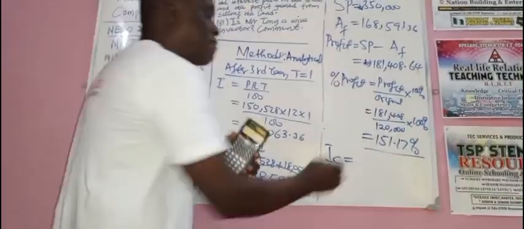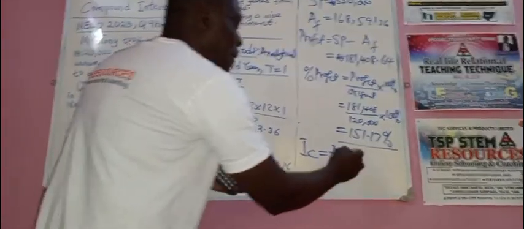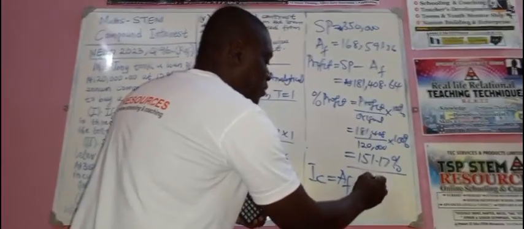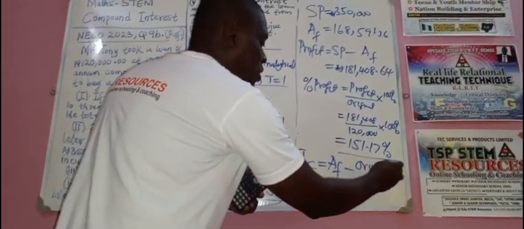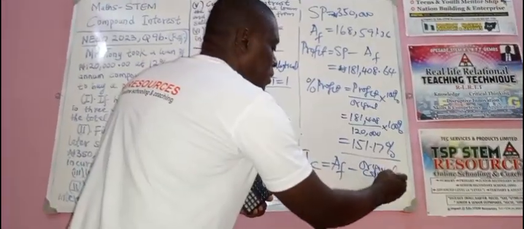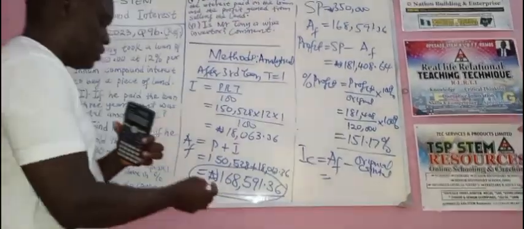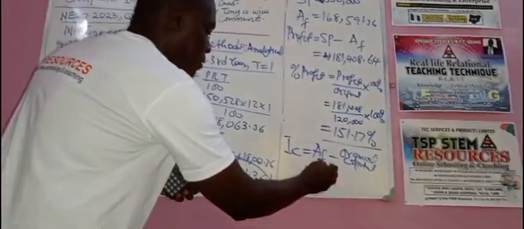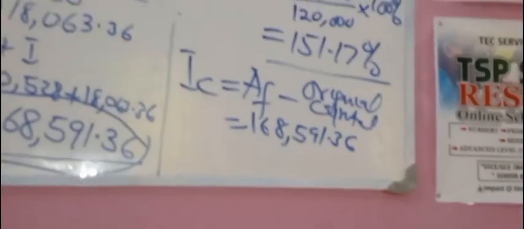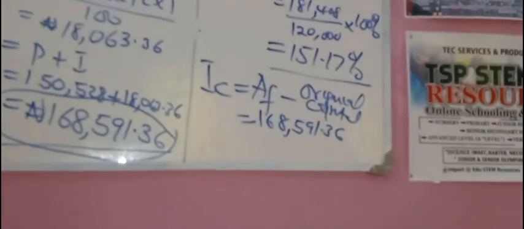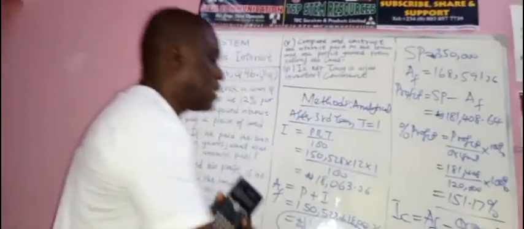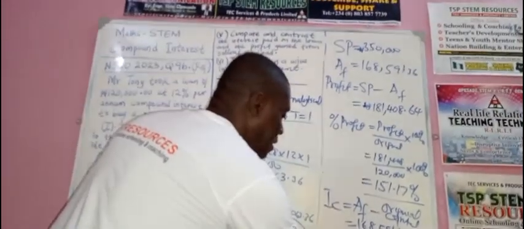So that one is IC. It will be the final amount minus the original capital, the original amount loaned out. The final amount is this, 168,591.36. Okay? Then minus, what is the original capital? It's 120,000. That is the starting capital.